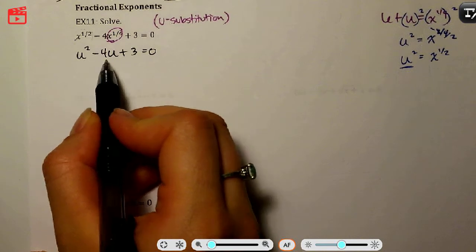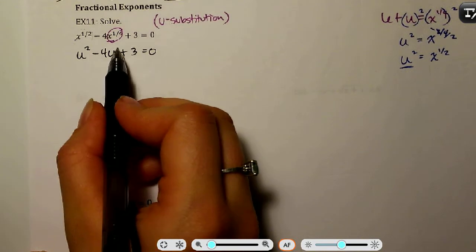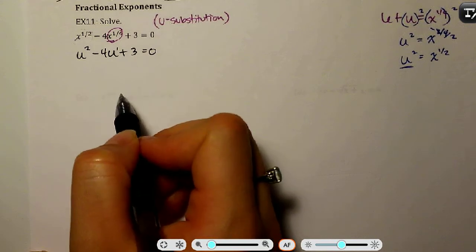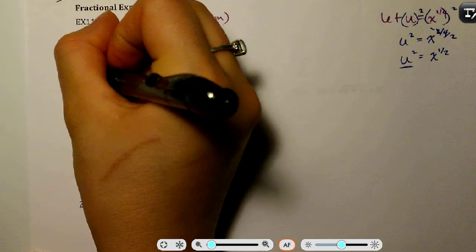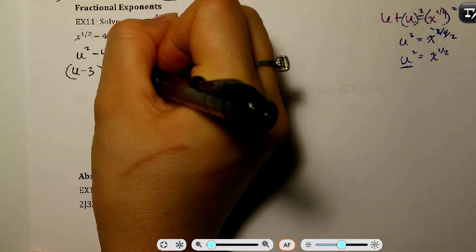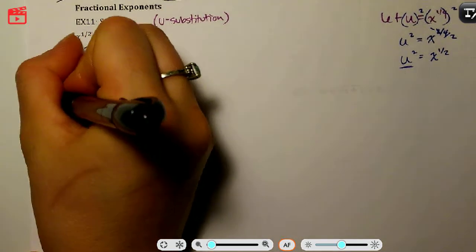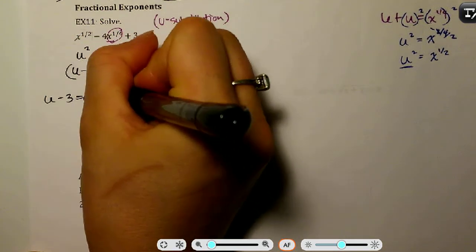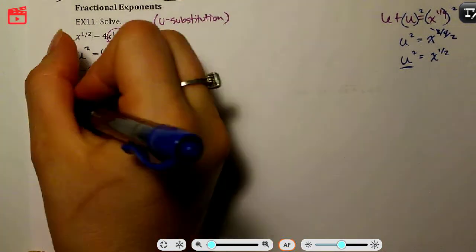Now this looks a lot better. That looks like a quadratic I'm used to solving. I have a quantity squared minus a quantity to the first power. Okay, let's go ahead and see if we can factor this. So that's going to be u minus 3, u minus 1. Yeah, that works. Awesome. So we can go ahead and split this, u minus 3 equal to 0, or u minus 1 equal to 0, and let's solve. Add 3 to both sides.